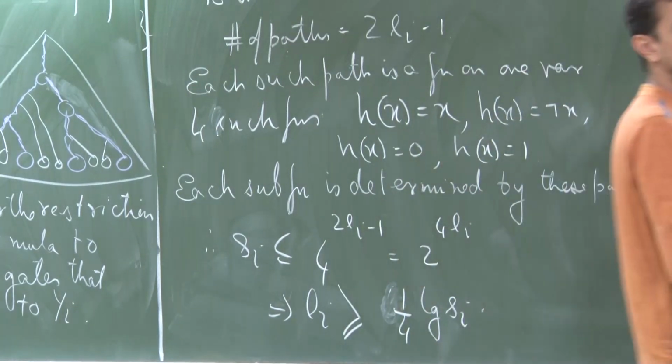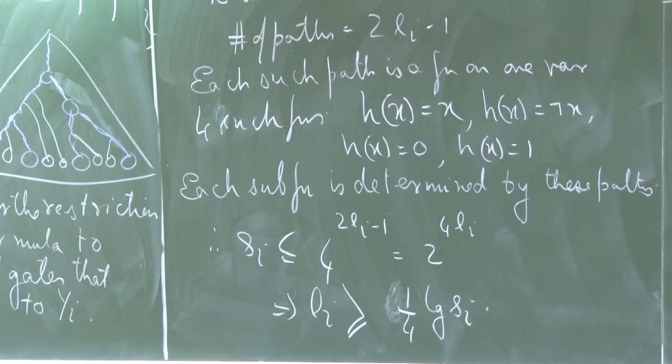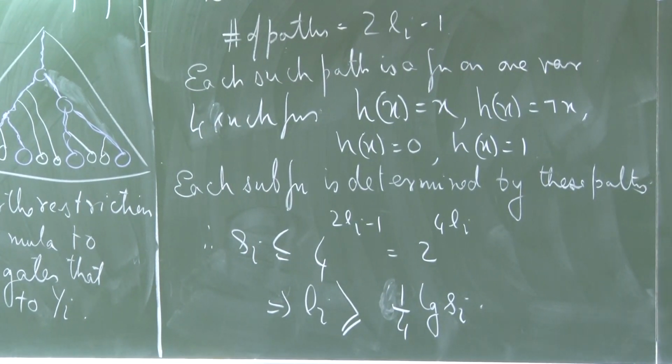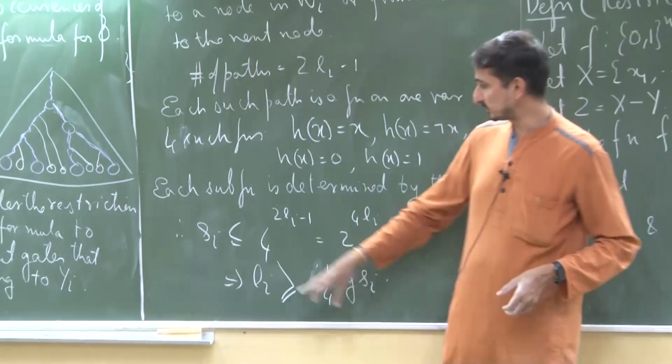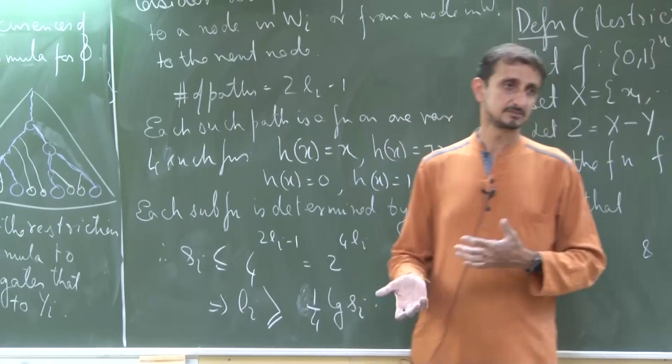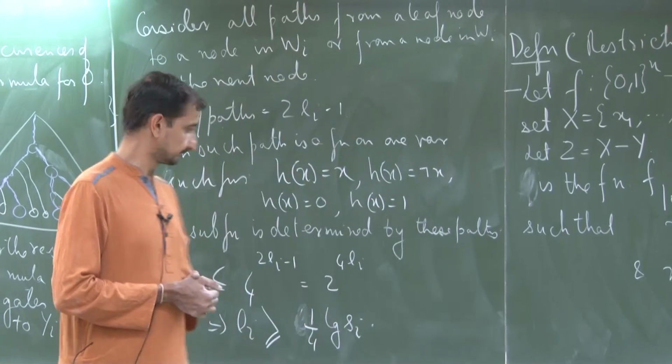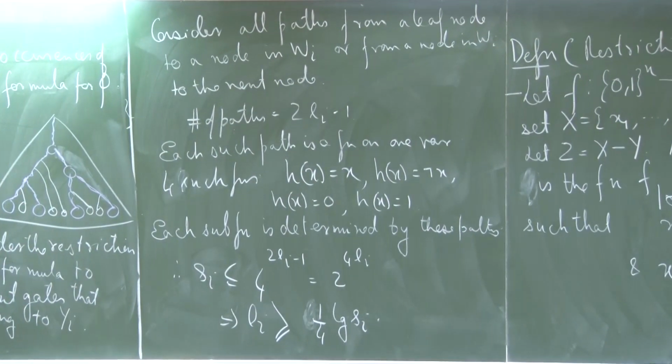Any choice of values along the path will not give us a function, right? Some of them may be nonsense. Yes, some of them may be nonsense. That is why it is an upper bound on this.